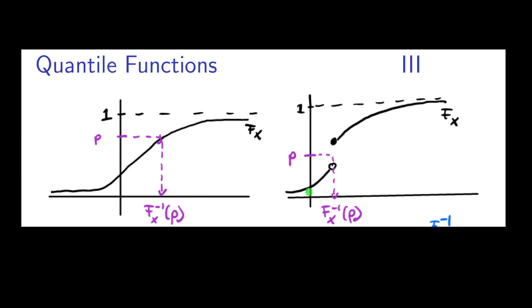Over here, the CDF has a jump. If we would like to compute the quantile function at the point P over here, it is the first place where the CDF hits or jumps above the level P. In other words, it's this point over here. Remember that a CDF is always right continuous, which means that we always color in the point just after the jump and leave the point just before the jump as an open circle.